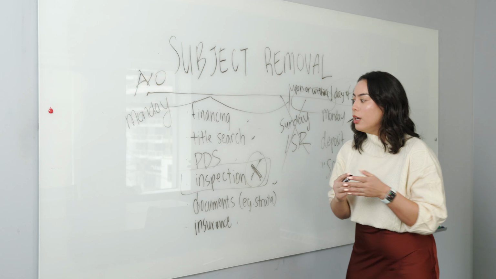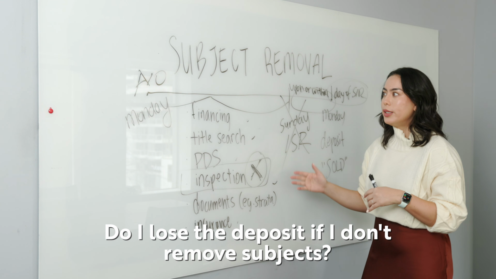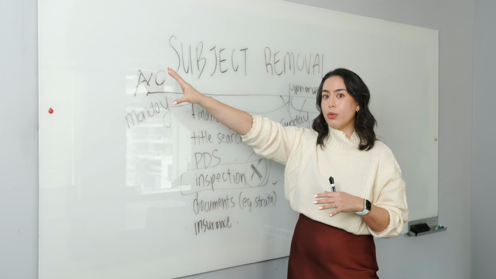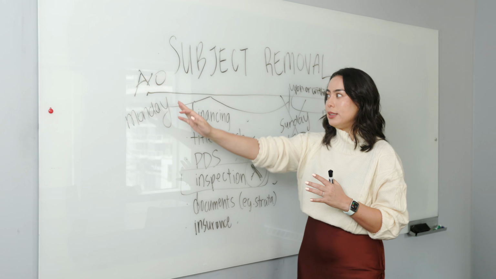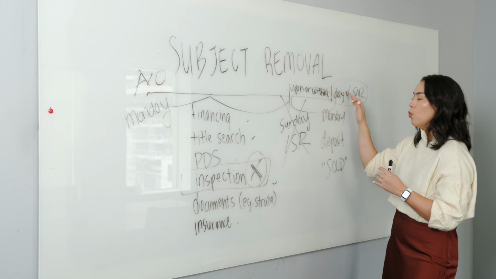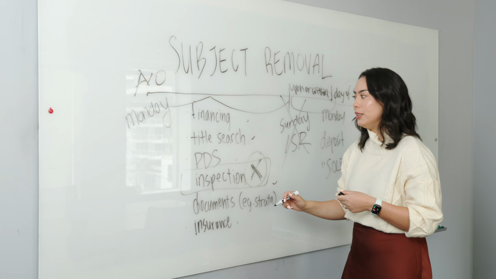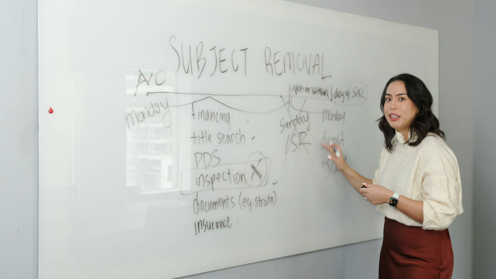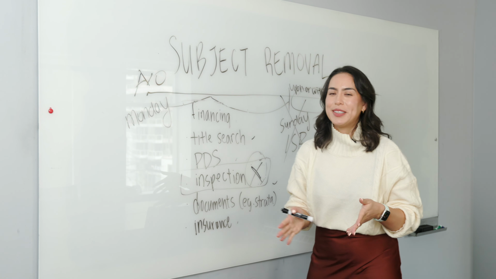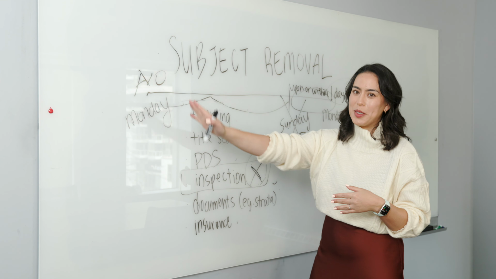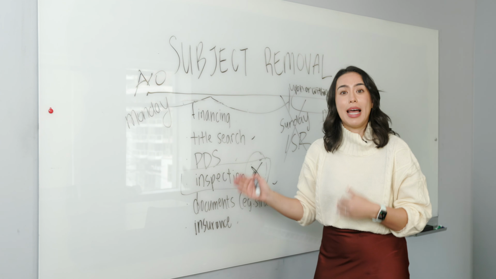So as you can see here, a question that I get often is, do I lose my deposit if I don't remove subjects? So it's going to come back to how the original accepted offer was worded, but typically these subjects are for you to be able to do your due diligence, and the deposit is usually upon or within 1 day of subject removal. So if you have not removed subjects, if you have not satisfied the condition, that likely means that you have not handed in your deposit, and therefore there is no deposit to lose. So long story short, as long as you're in a standard situation where the deposit is due once subjects are removed, you are not going to lose your deposit if you end up collapsing the deal.